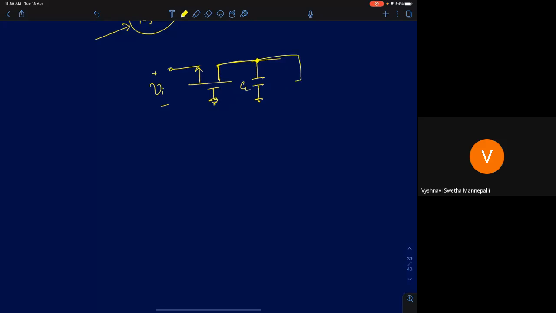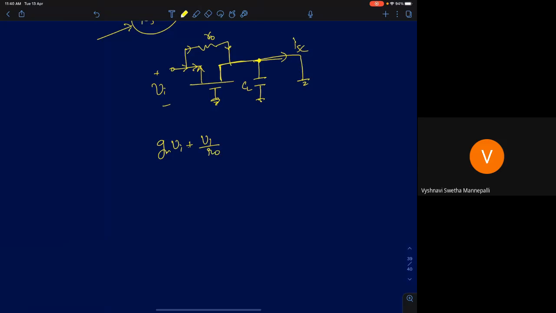So first let's measure the short circuit current, ISC. What will be the short circuit current approximately? It's gmVi. Okay. So if I ask you for an exact expression for the short circuit current, what will it be? The moment I apply Vi, there are two paths for current. One is gmVi, the other is Vi by R naught. So you have gmVi plus Vi by R naught. This is your ISC.